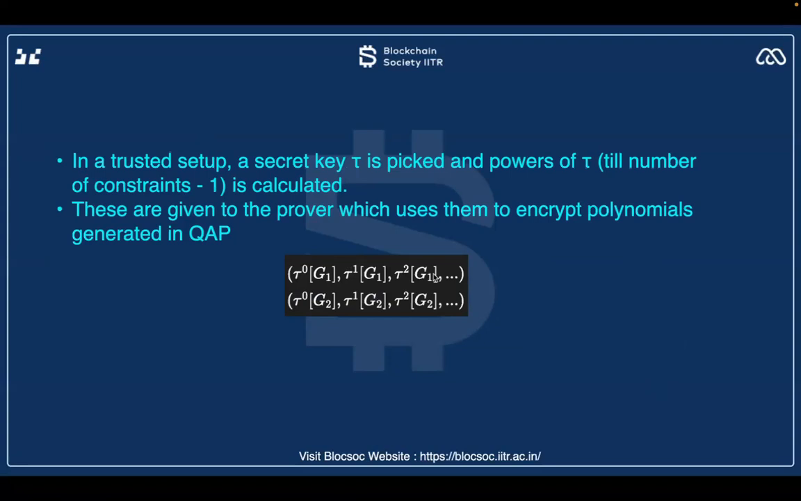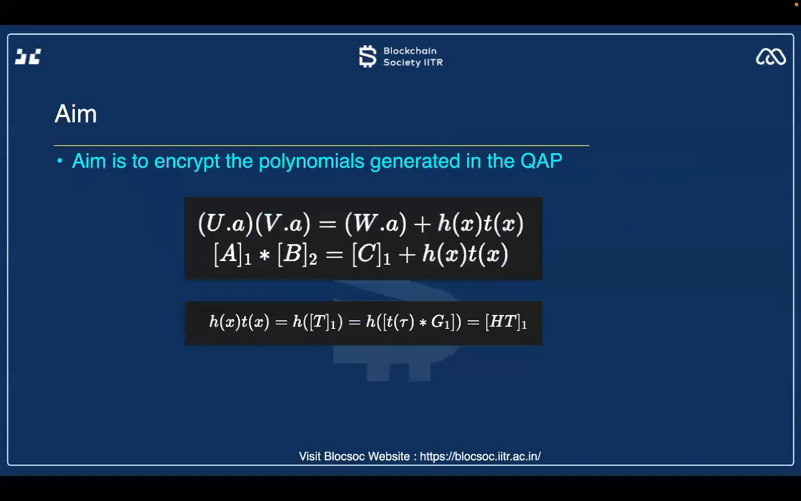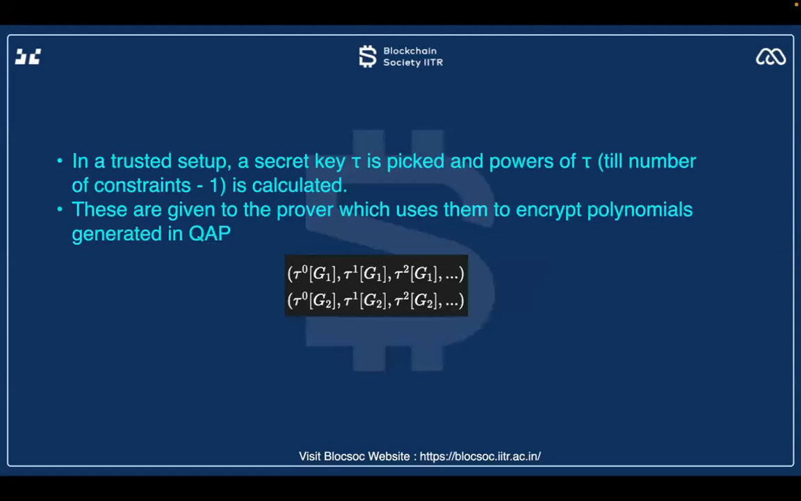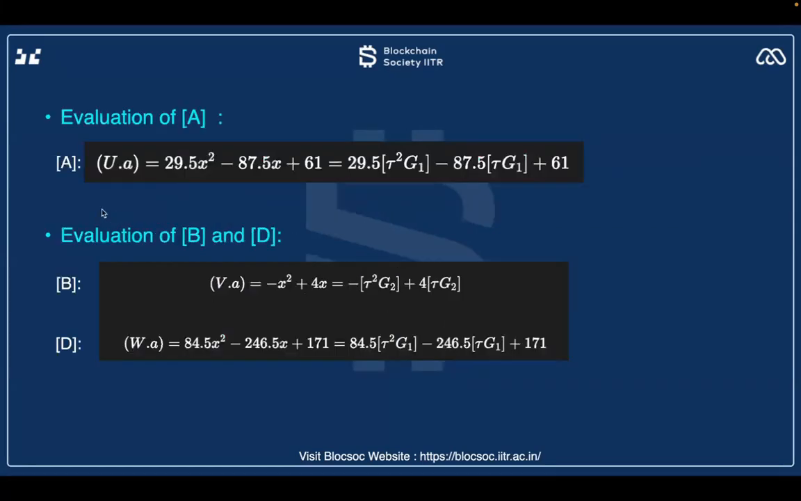So why is the prover not allowed to pick tau? Why is the third party picking tau? Because if the prover was allowed to pick tau, then he could forge the proof. He can generate any elliptic points A and B such that they satisfy the constraint A B equal to C plus HT, and it's not difficult. The verifier doesn't know whether these elliptic curve points came from the QAP or were just randomly generated. That's the reason the secret key tau is picked by the trusted setup, not the prover. Similarly, we can encrypt the polynomials V and W, and that gives us the elliptic points B and D.